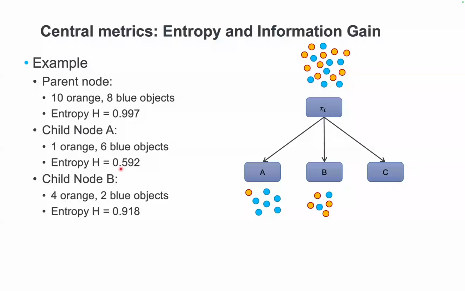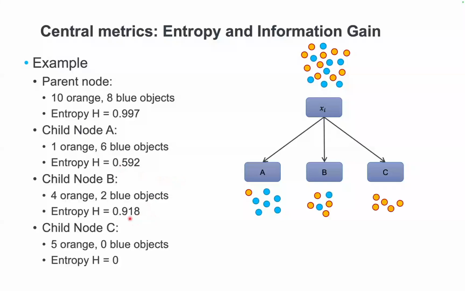Applying the formula, I have child node B. This is more 1-on-1. This is more entropy close to 1 bit. And then I have child node C, and here I have only 5 orange objects. Therefore, I have no uncertainty about what I have to expect in this node, and therefore I have an entropy of 0.